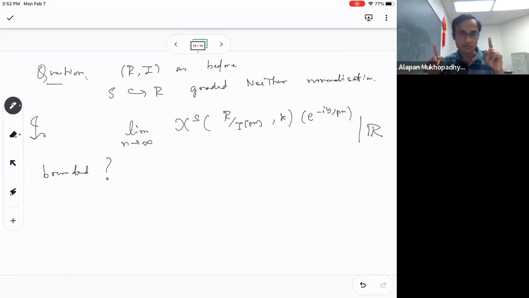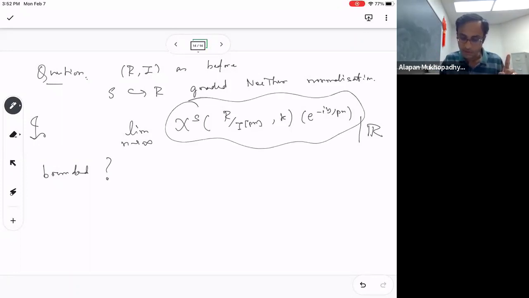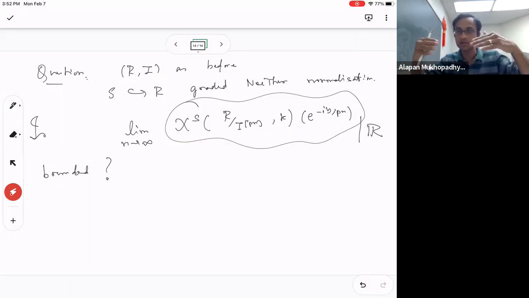And let me just point out one small thing. This is a limit of a sequence of functions. If I fix n, each of these functions is bounded. These are trigonometric polynomials, bounded on the real line. So I'm looking at a sequence of bounded functions and asking whether the limit is bounded or not. That's the end of my talk. Thank you.